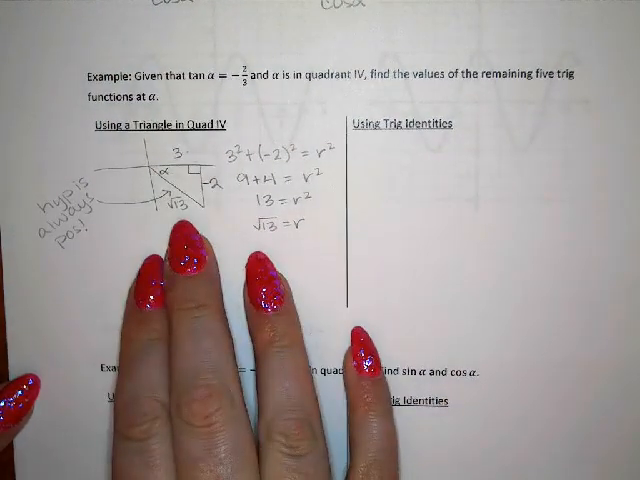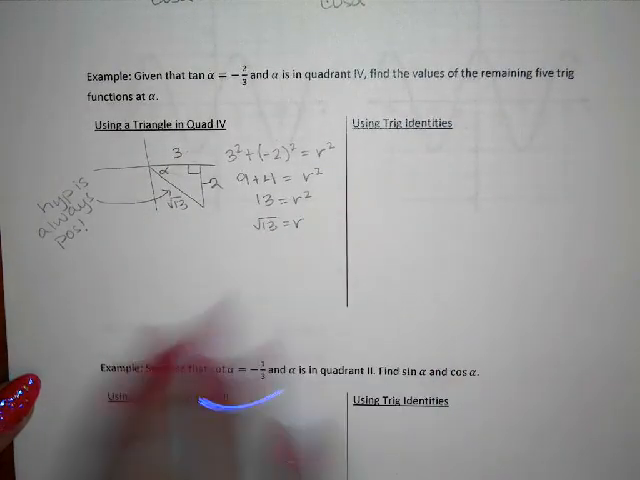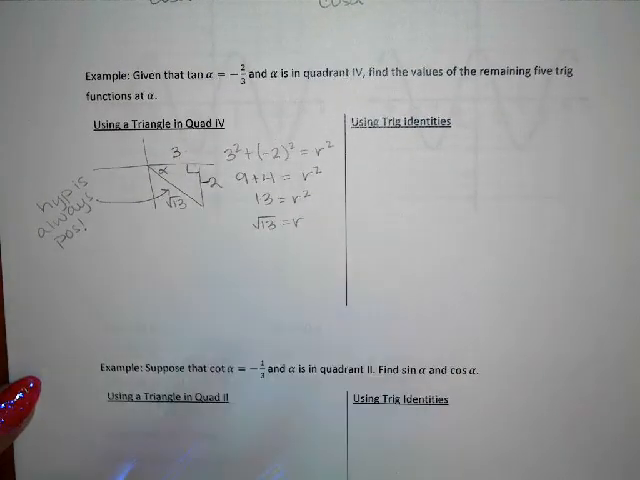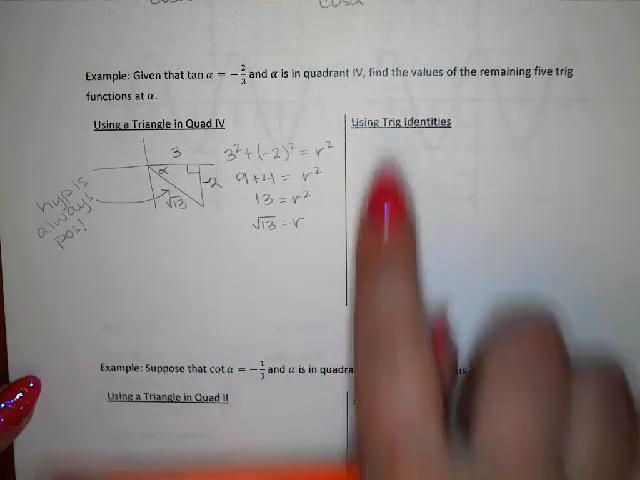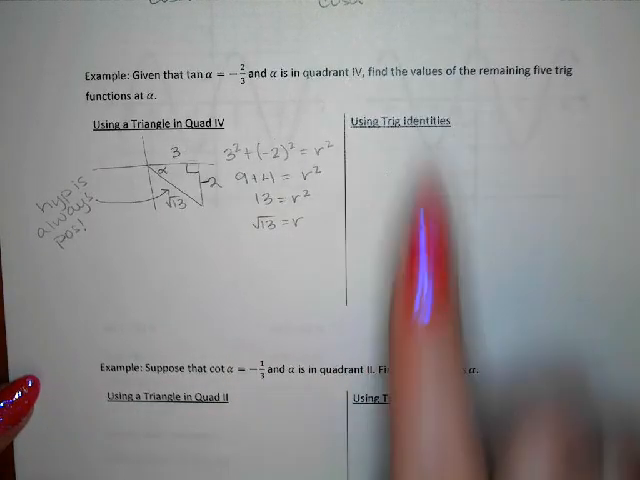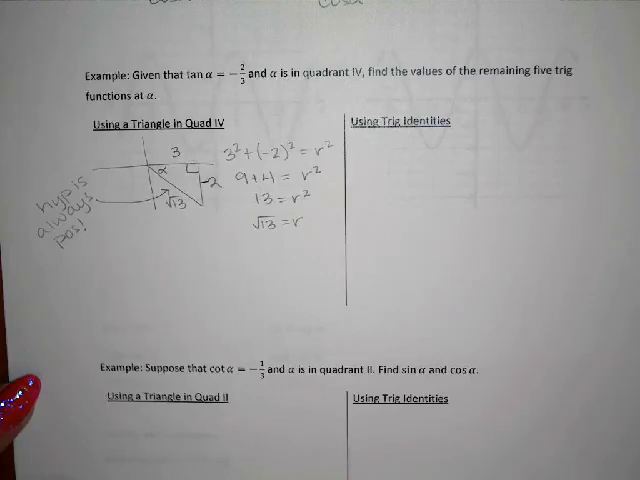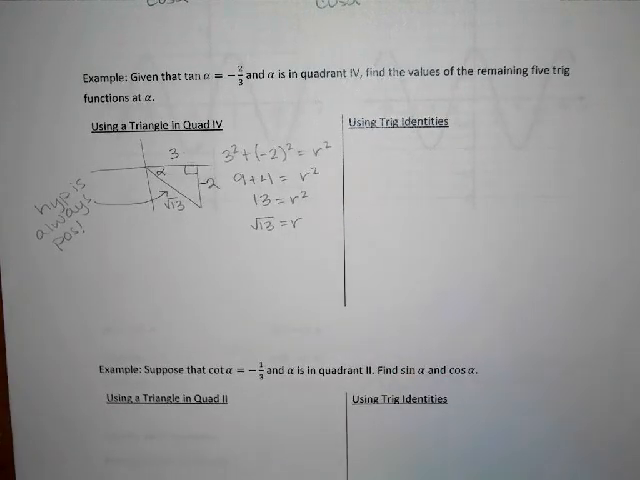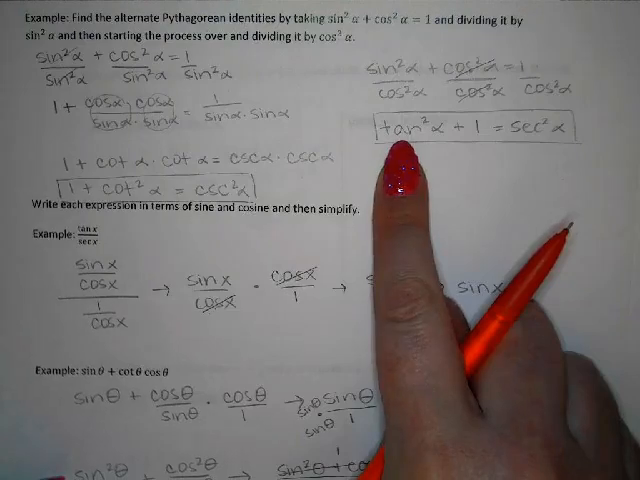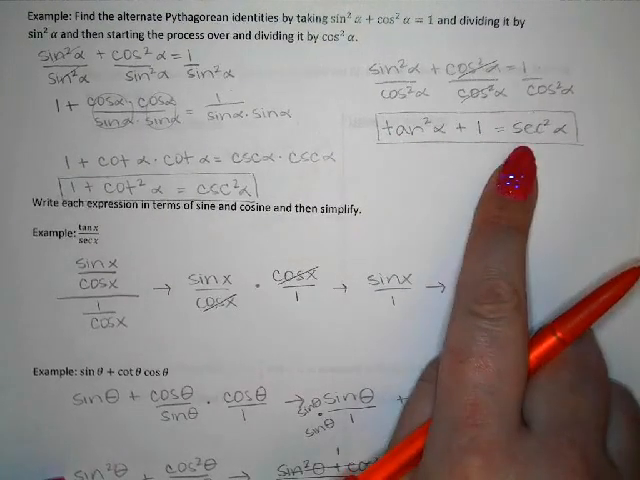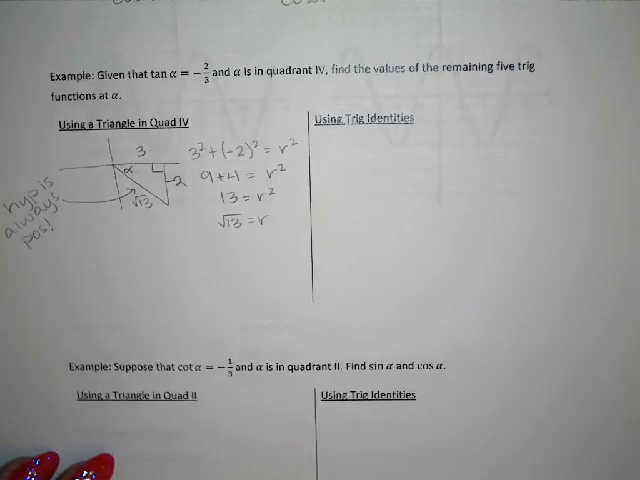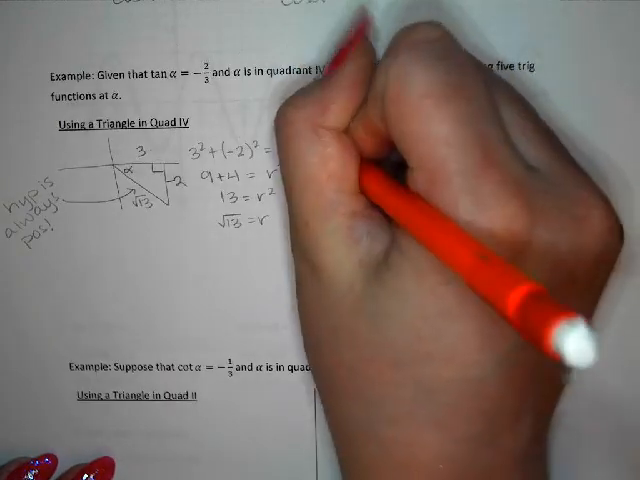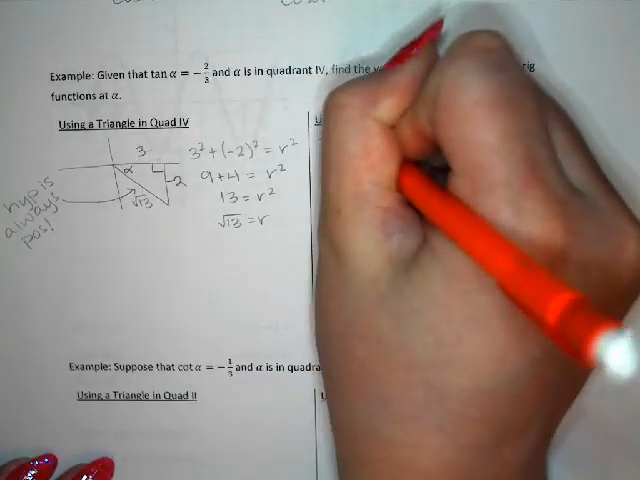All right, if we were to do the same problem using trig identities, we would use one of the Pythagorean identities. And the Pythagorean identity that would be the most helpful would be the one that has tan. And so I'm going to look back here. It is tan squared plus 1 equals secant squared. So I'm going to write this up here. Tan squared plus 1 equals secant squared.